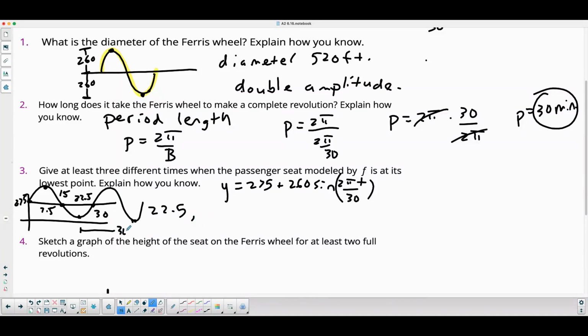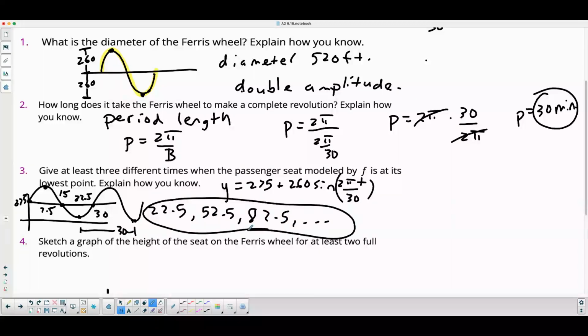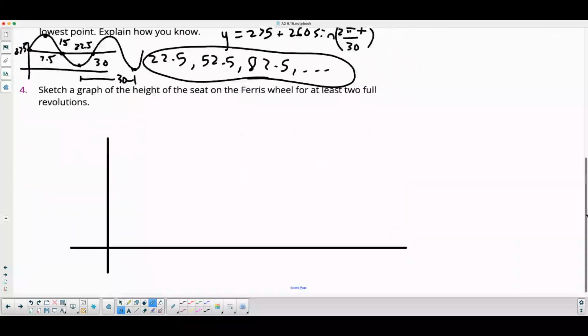From here to here is 30. So it's going to be 52.5, 82.5, and so forth. Okay. So you got to kind of sketch that out a little bit. Sketch a graph of the height of the seat on the Ferris wheel for at least 2 full revolutions. I kind of did that there, but I'll make it a little bit neater here.